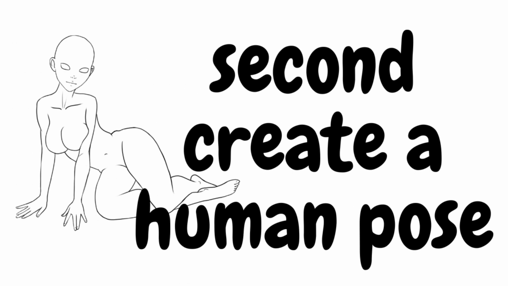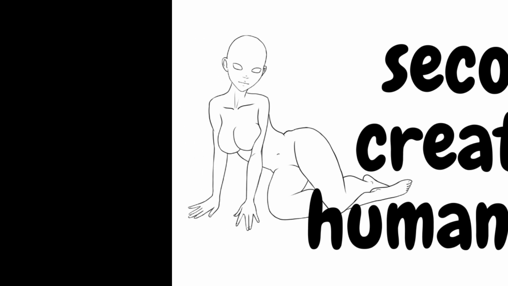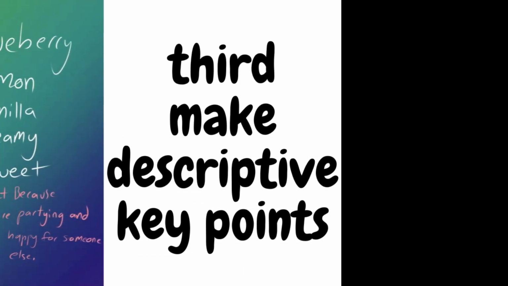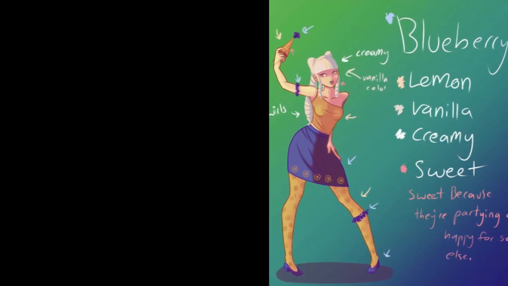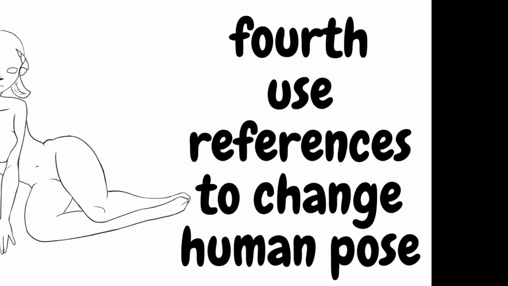Second, create a human pose for it. Starting off immediately by adding these other attributes might end up making the anatomy look wrong. Third, make descriptive key points. What I mean by this is if you're going with a blueberry object, name blueberry on the side of your drawing so that you can remember it while you're going through it.